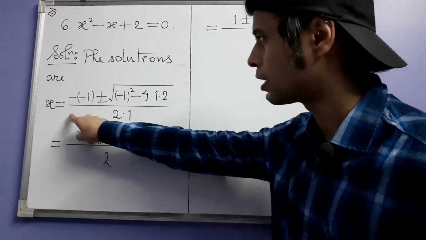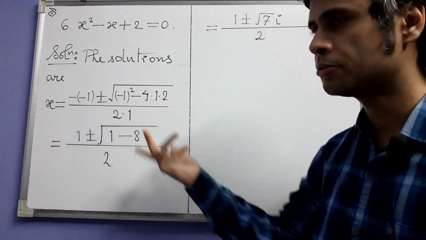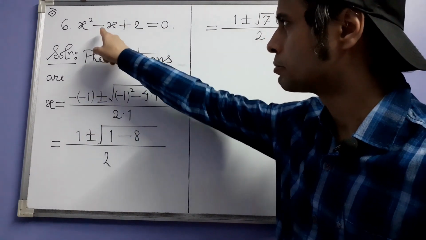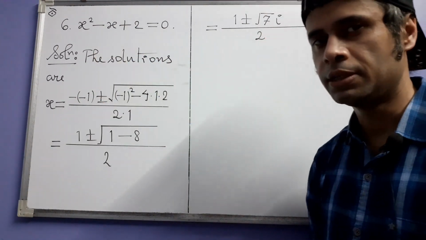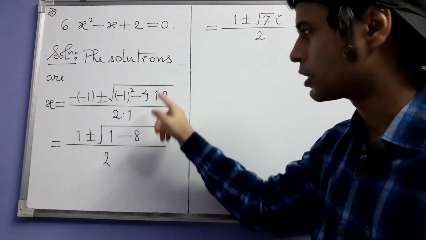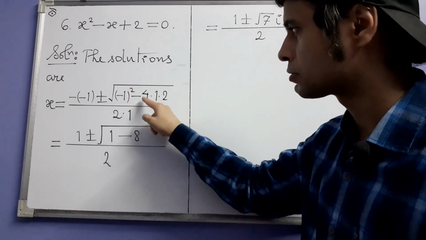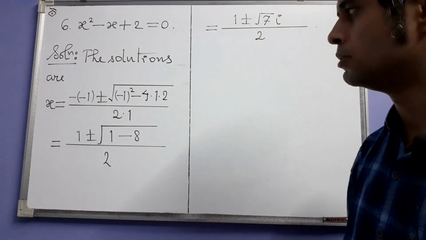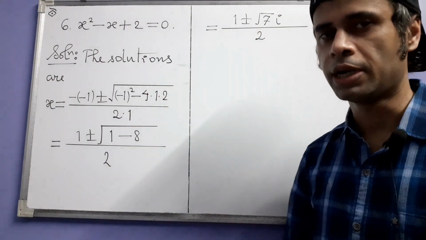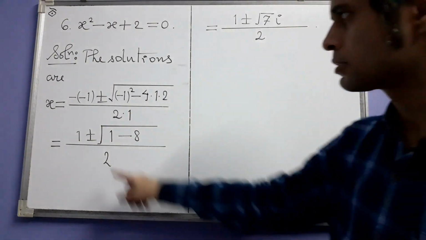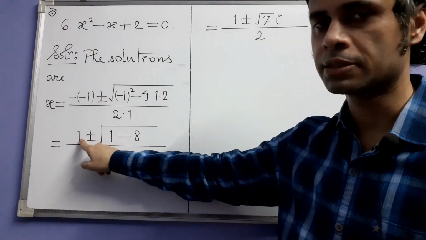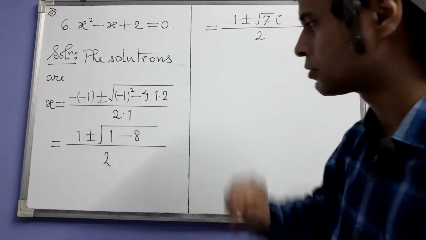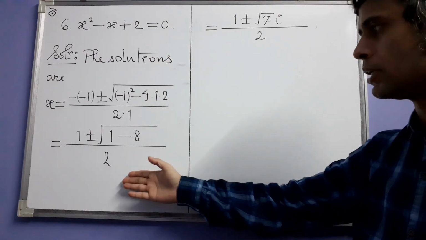The solutions are x equal to, so we have two solutions here, you already know, minus b, so b is minus 1, so we put minus 1 here, plus or minus square root of b squared minus 4 times a times c, so a is 1 and c is 2, divided by 2a, so 2 times 1. So that gives us minus and minus will give us plus, so 1 plus or minus square root of 1 minus 4 times 2 is 8, divided by 2.